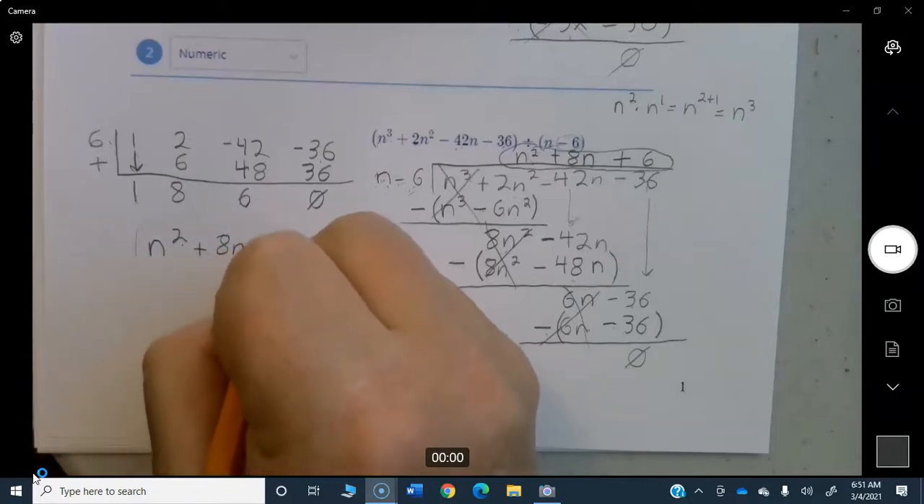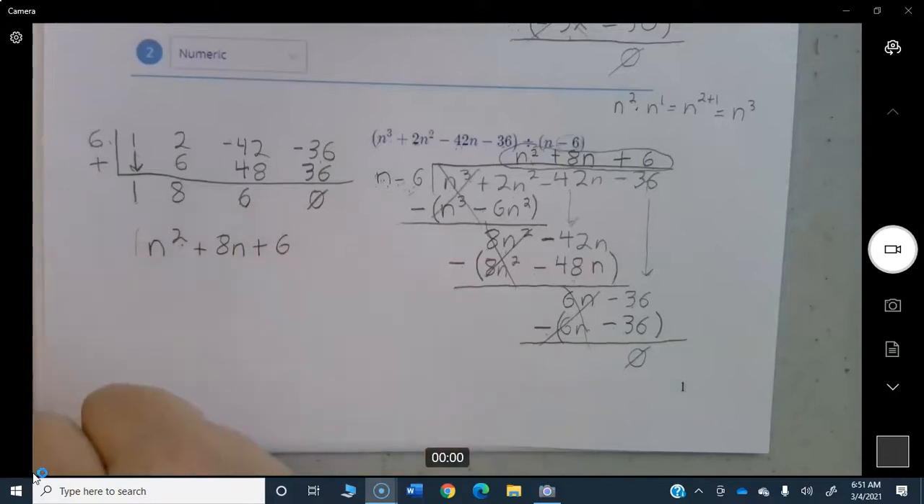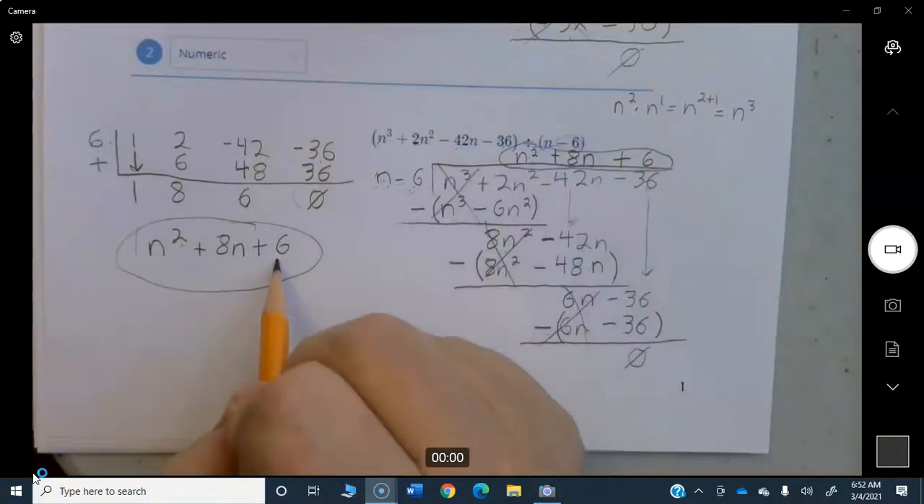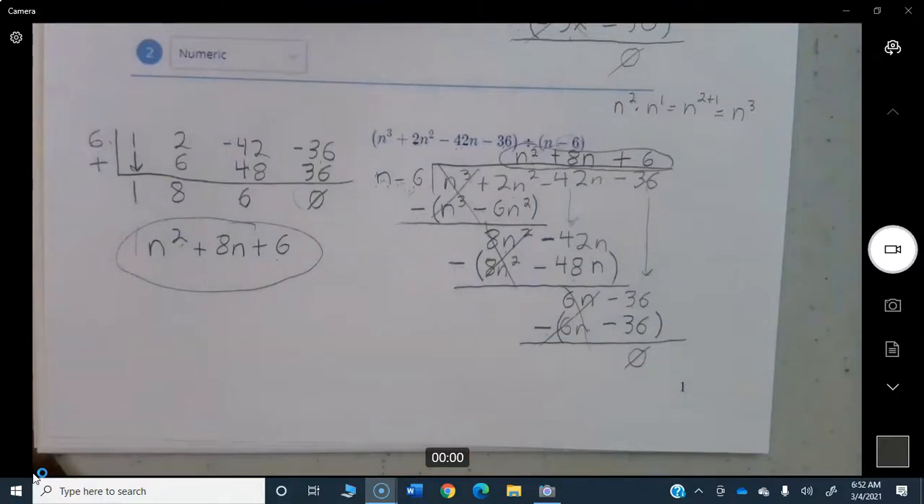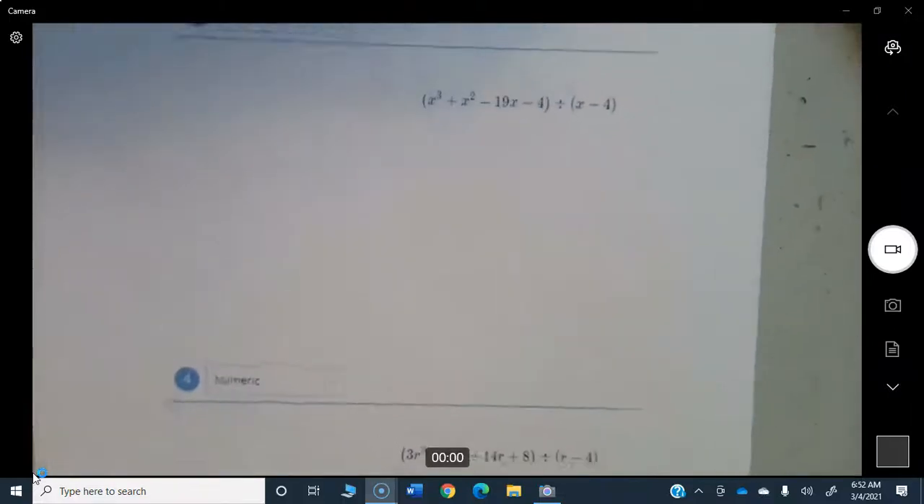Plus 6. So n to the second, n to the first, and then no n. And then there's no remainder. So this is your answer for this, and you can see it. They match. They should always match. This is the same division problem. All right, let's do 3 and 4.